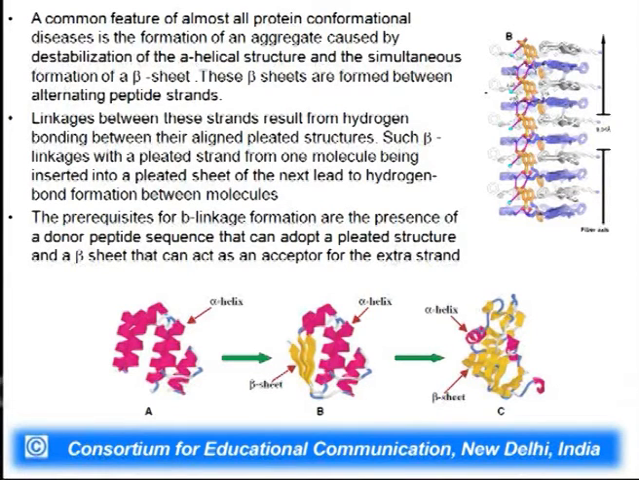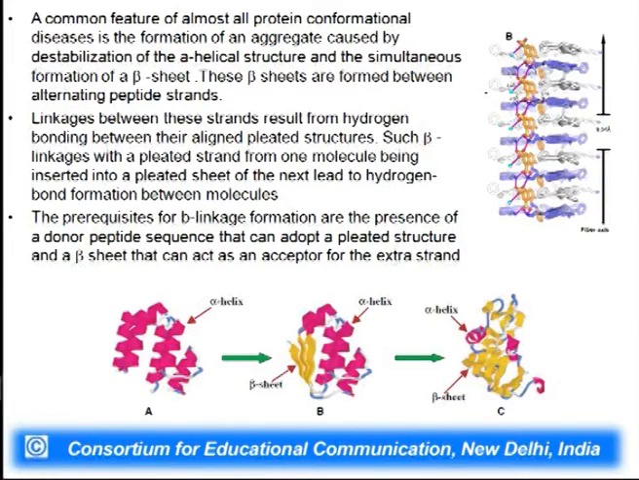The common feature of all protein conformational diseases is formation of an aggregate which is formed by destabilization of an alpha helical structure. So, when we have an alpha helix structure converted to a conformation with more beta sheet, and these beta sheets are formed between alternating peptide strands. There is a linkage between these strands caused by hydrogen bonding, and this gives rise to an aligned pleated structure and gives more stability as compared to a native beta strand we have seen.